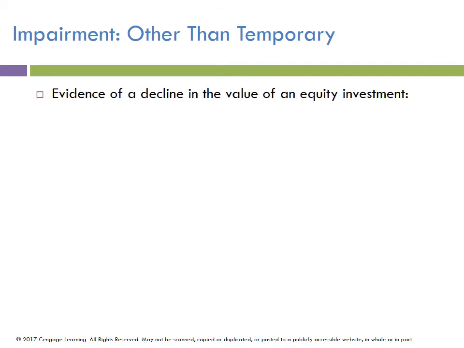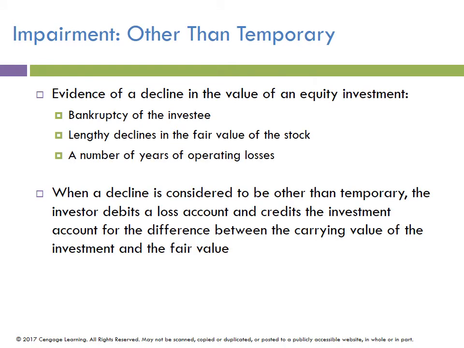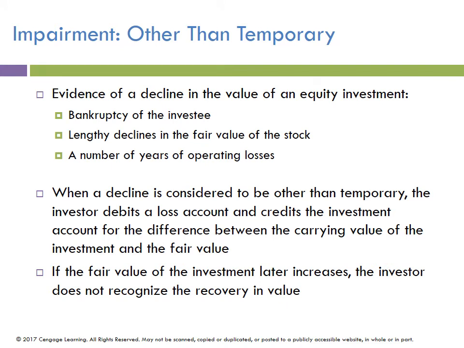And that's how you account for equity. There's no fair value unless there's a permanent impairment. If there's bankruptcy of the investee, lengthy declines in the fair value of the stock, a number of years of operating losses, when the decline is considered to be other than temporary, the investor debits a loss account and credits the investment for the difference between the carrying value and the fair value. And the fair value would be very easy to determine because of the difference in stock prices. If the investment recovers, we don't do anything to write it back up. It's ignored.